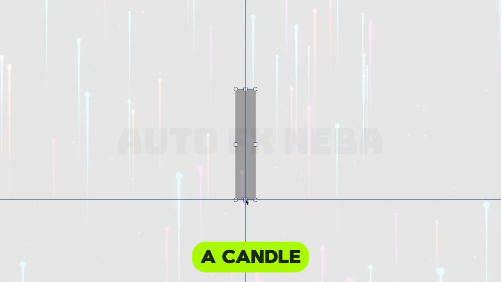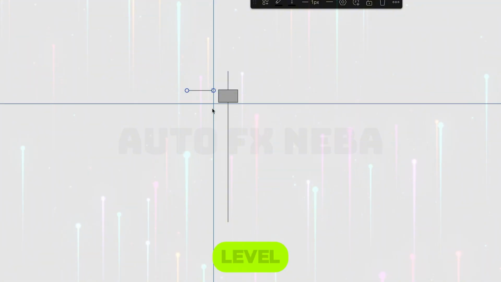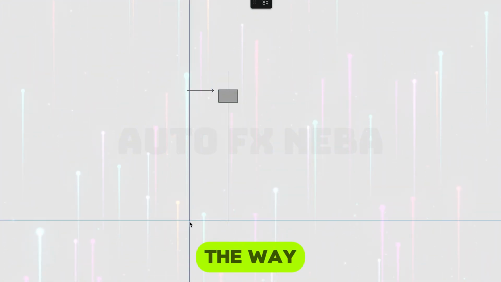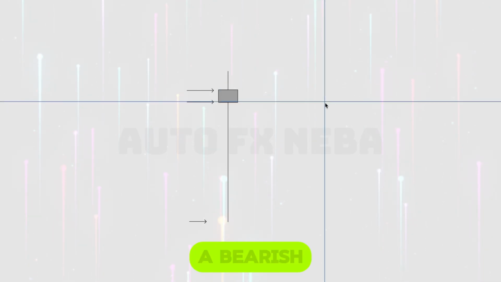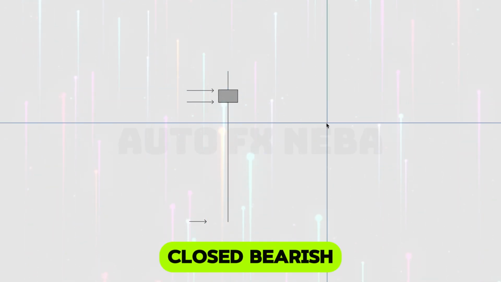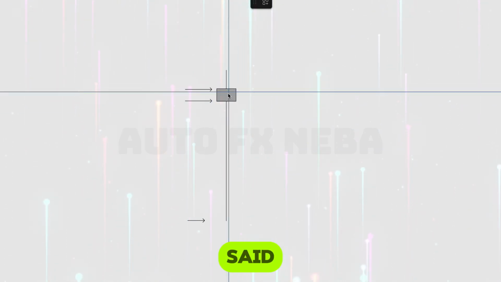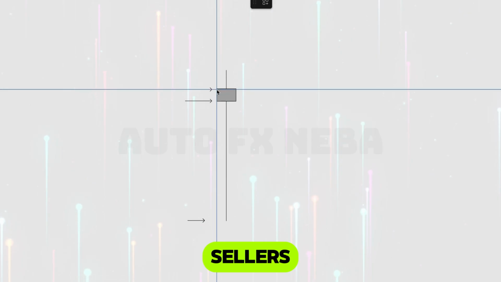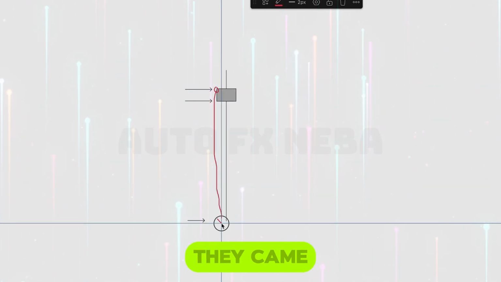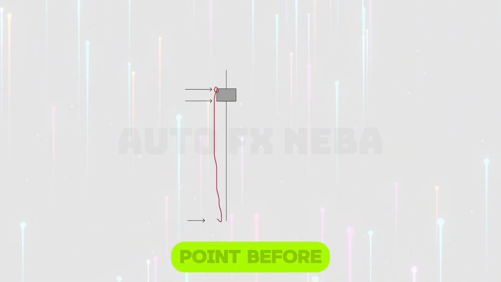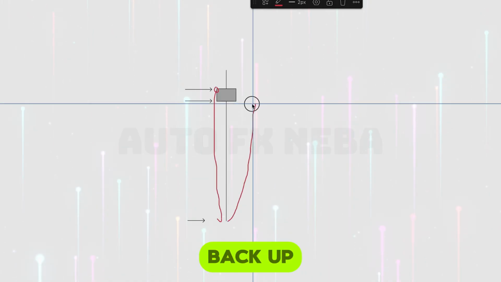But if we were to have a candle like this, for example, which has opened at this price level, it has pushed all the way down here, but then it has closed at this price level, we could say, well, this is a bearish candle because the market closed bearish. But we have to think about what this rejected price is telling us. If we look at this, as we've just said, as a battle between buyers and sellers, we see that sellers attempted to take the market all the way down here. They came in with force. However, at some point before the hour ended, buyers have pushed the market all the way back up towards the open price.